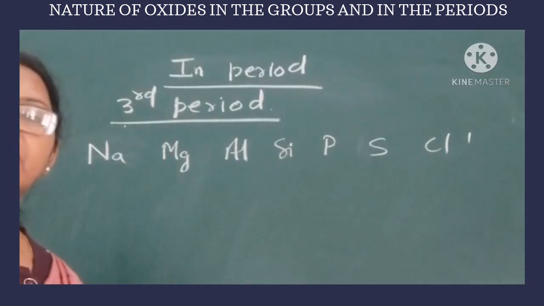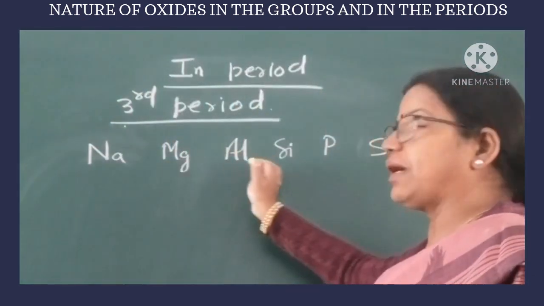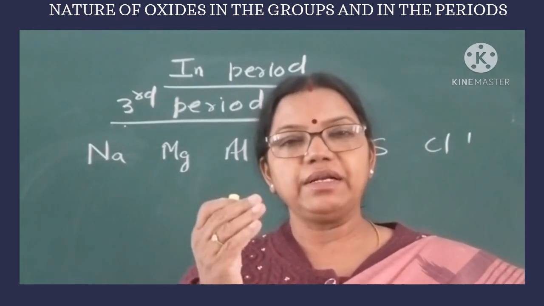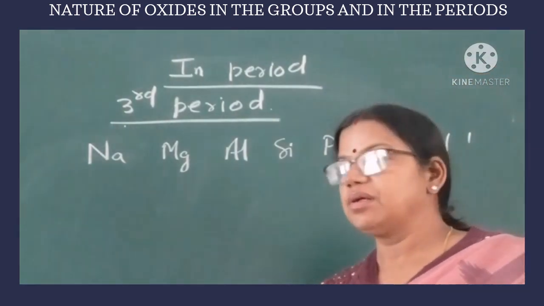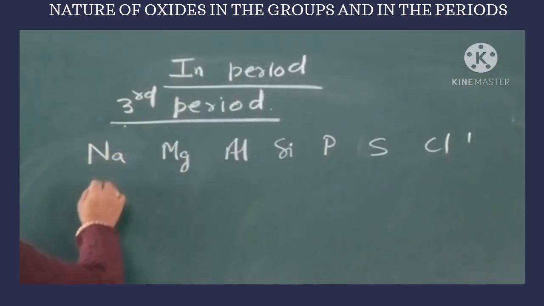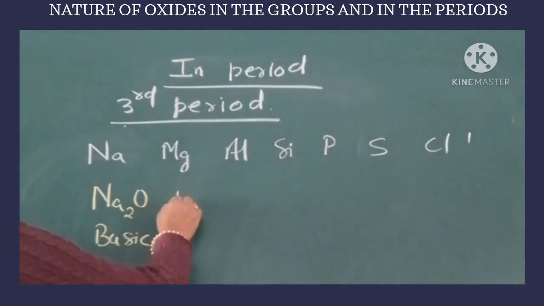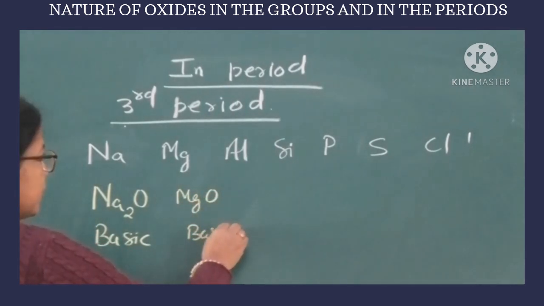Oxide nature across the period. When we move from left to right in a period, the basic nature of oxides decreases, whereas the non-metallic oxide nature increases. For example, if you take the oxide of sodium, Na2O, that is basic in nature. Basic property. Magnesium oxide is also basic.